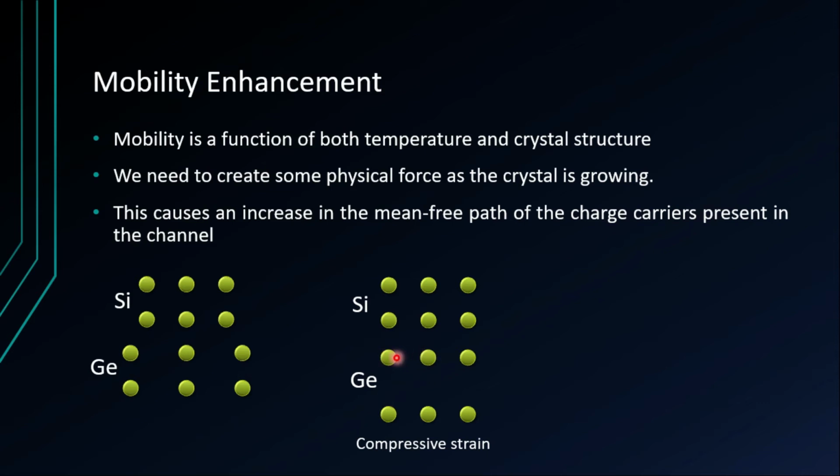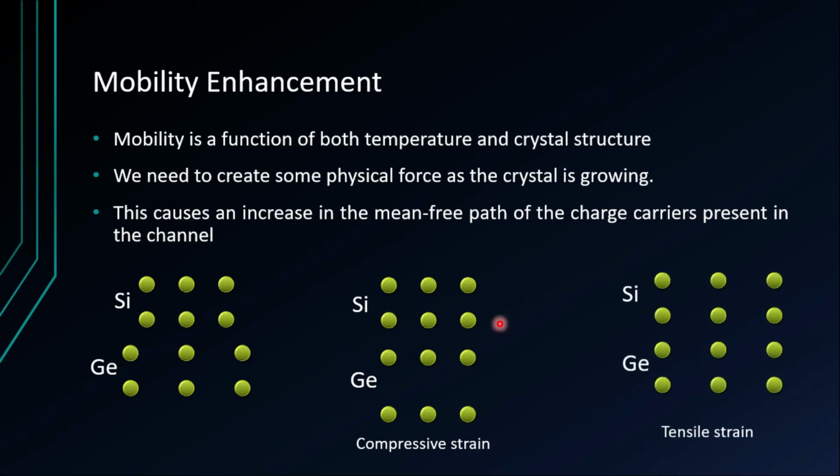So there is a strain here. This compressive strain expands germanium vertically, right? So this is what is going to happen when silicon is thicker. When silicon is thinner and the germanium is thicker, then the silicon itself will expand and it will feel the tensile strain. So there are two types of strain which we can see: the compressive strain and the tensile strain.